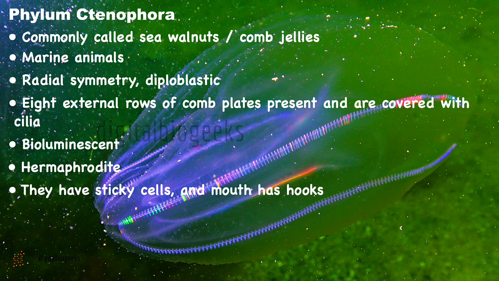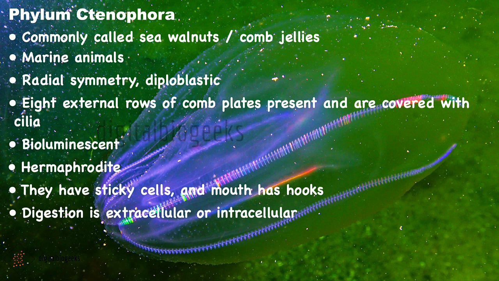They do not have sting cells like Coelenterata, but they have sticky cells. Tiny organisms stick to the tentacles and the tentacles draw them along with food particles into the big mouth. The mouth has hooks that trap the prey inside. The food will get digested inside the body either by extracellular or intracellular digestion.